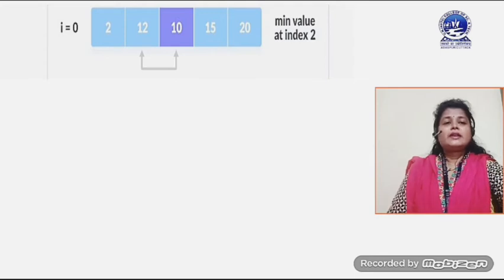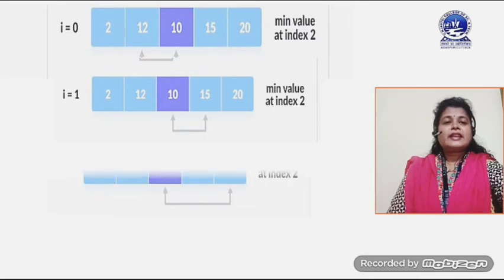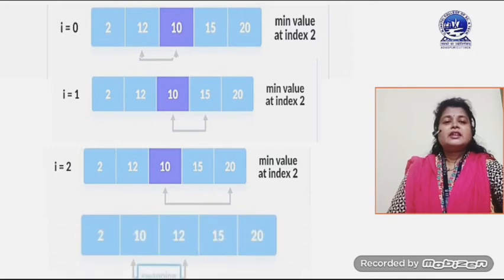Then we will compare with 10. Yes, 10 is the smallest value. Next we will compare with 15, not the smallest value. It means that till now 10 is the smallest value. Next we will compare with 20, no smaller value. It means that 10 is the smallest value. Now we will just swap 12 with 10.